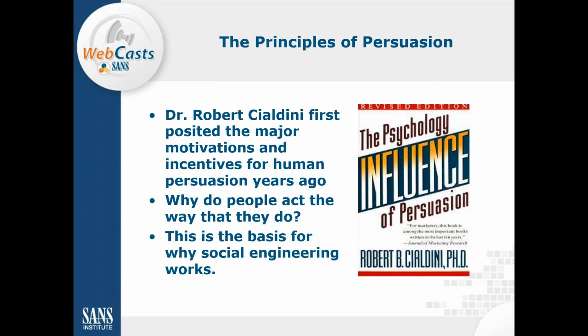Robert Cialdini is probably best known in the world of psychology as the guy that really discovered and documented some of the most pervasive persuasion principles out there. In fact, you'll find his work is often cited in sales seminars and really any type of industry or vertical that potentially needs people to be able to convince other people to do something or to act in a certain way. He studied this for years and years and years. And really this is at the heart of why social engineering is in fact effective.